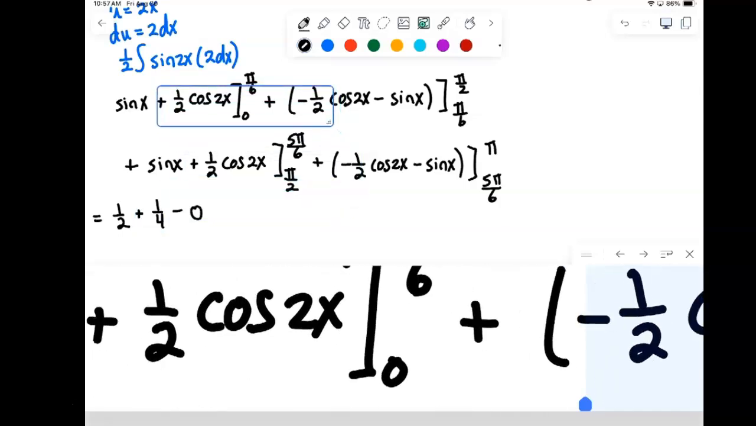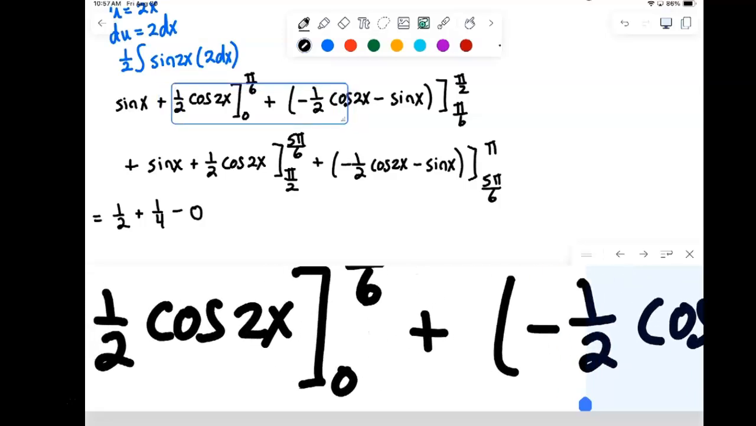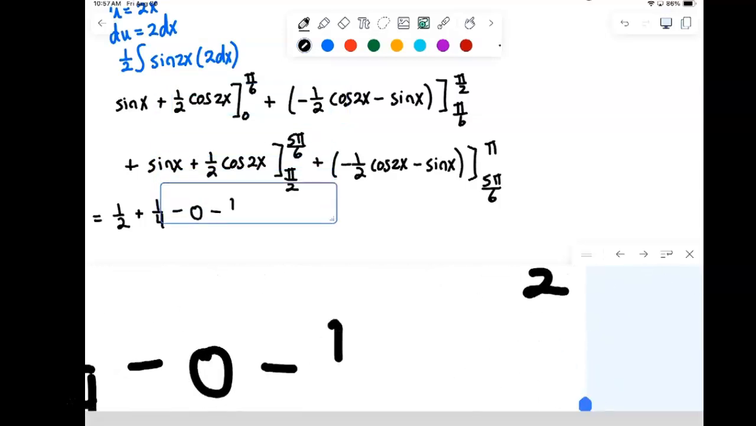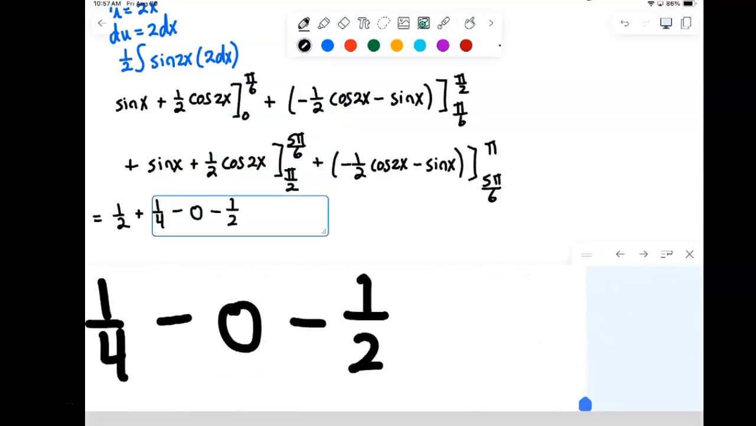And then half of cosine of twice 0. Twice 0 is still 0. Cosine of 0 is 1. So that's going to be minus 1/2. So that's where we're at so far.